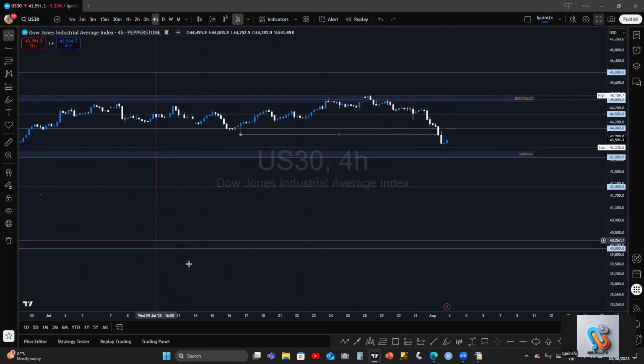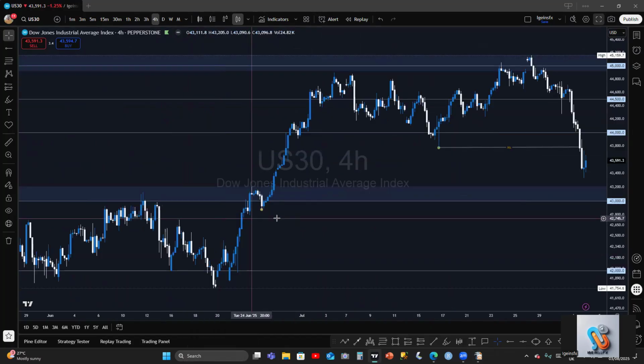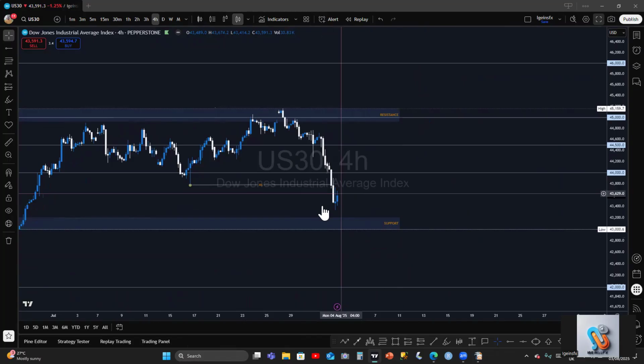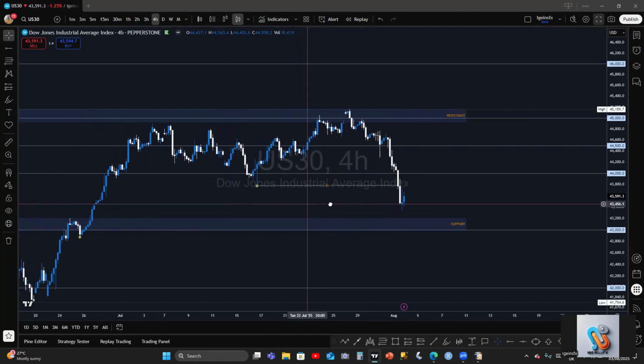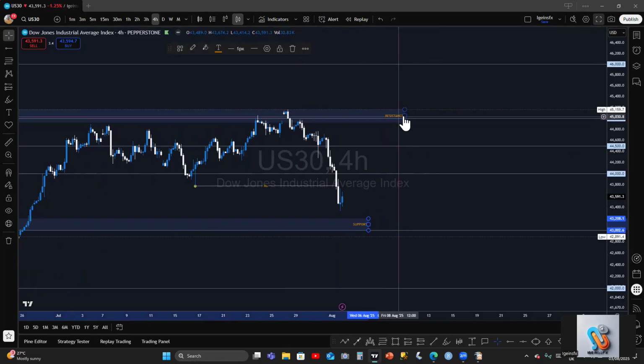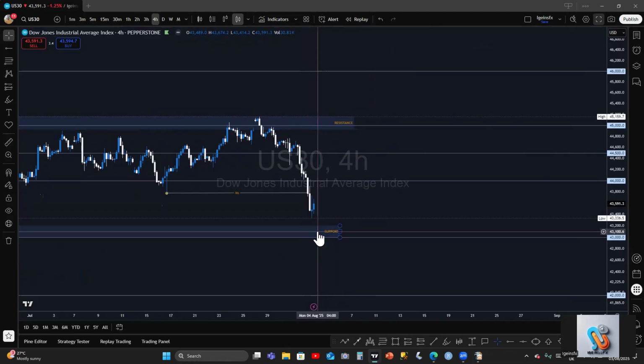Then let's drop to 4 hours. You can see that price is already creating a support level here. So let's see how it goes. Then if this level holds, we are just going to push the price to the upside.